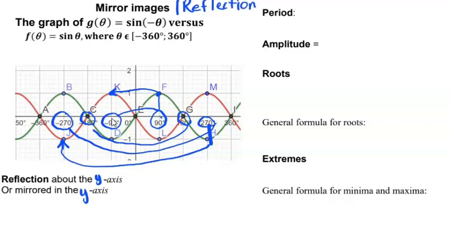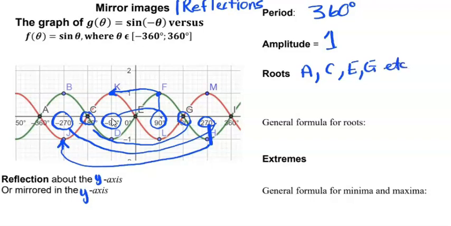So if I look again at this function at the period, I see it's just the same as the regular function, 360 degrees. The amplitude is the same. The roots are exactly the same because it's still at A and C and E and G, etc.